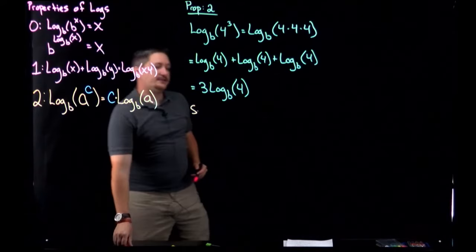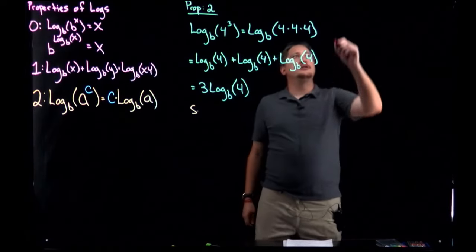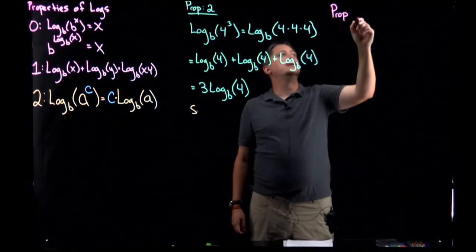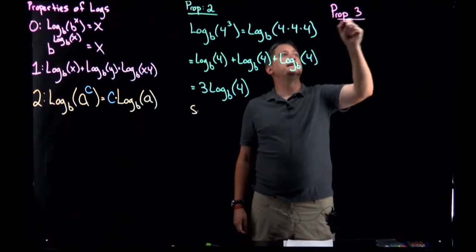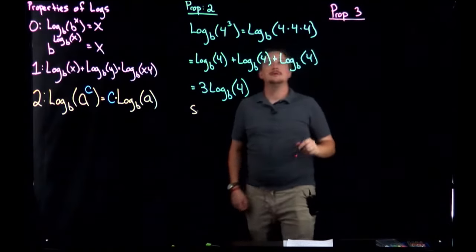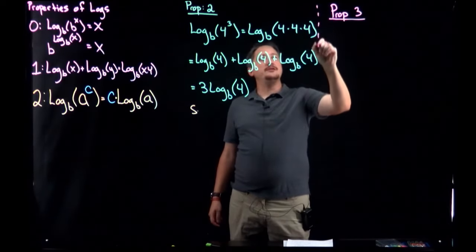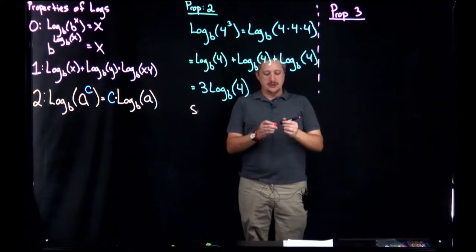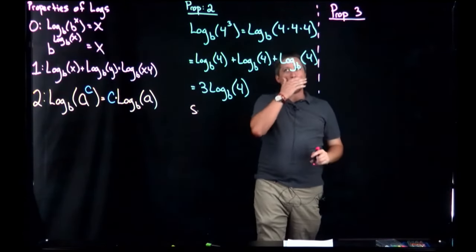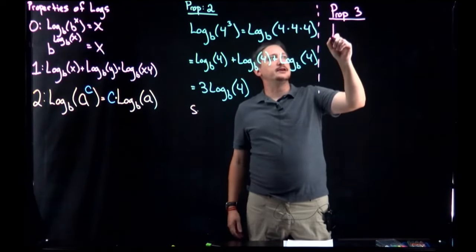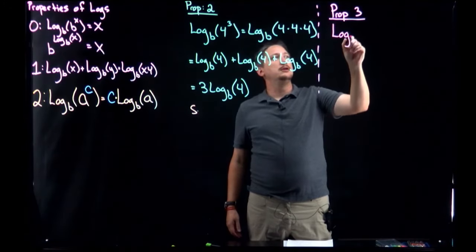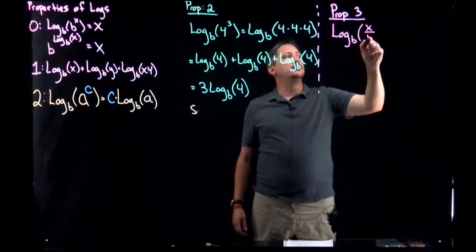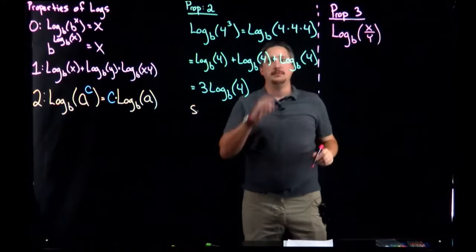All right, last but not least, for our important properties at least, property 3. So this one is basically going to be a merge of the other two. So in particular, let's consider what happens if we had something like log base b of x over y. Okay?